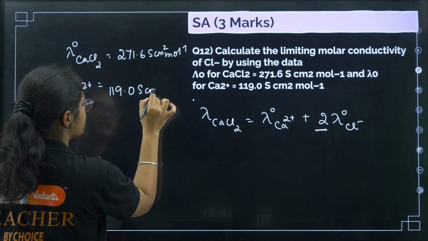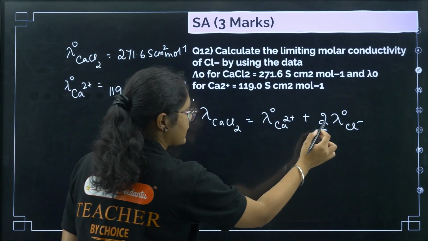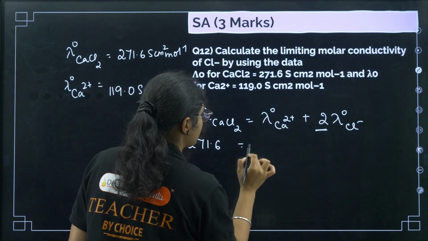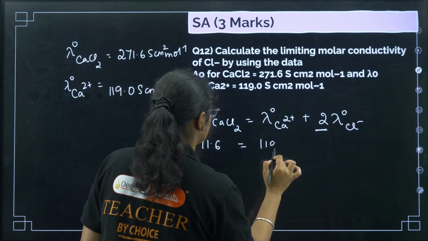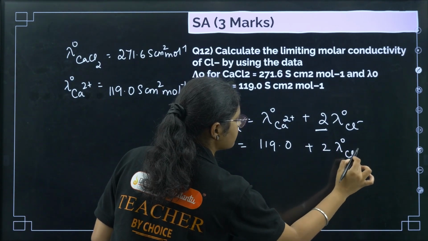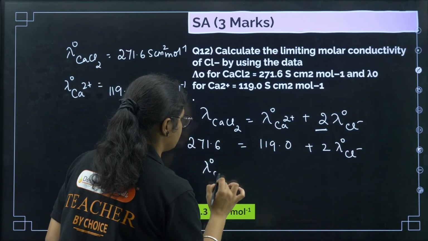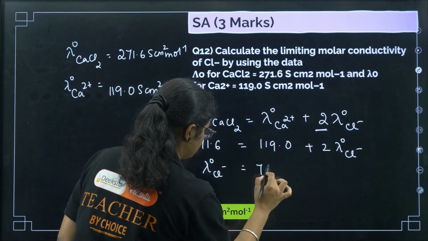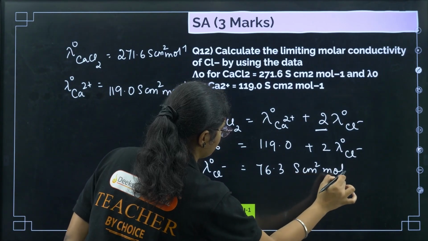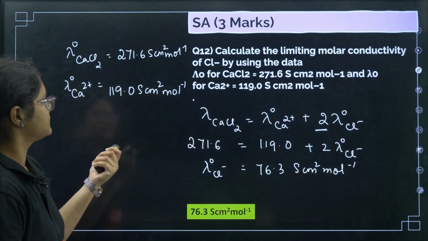119.0 S cm² mol⁻¹. Okay, so we just need to calculate for this one. Calcium chloride is 271.6, and calcium is 119.0 plus 2 times λ° of Cl⁻. After that you will solve it and you will get λ° of Cl⁻ as 76.3 S cm² mol⁻¹. Okay, so that is the question.